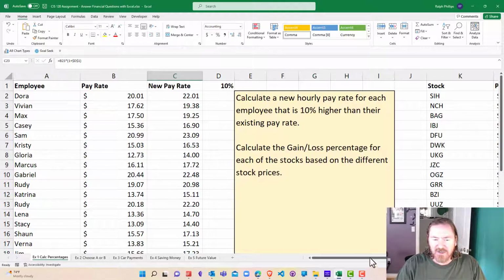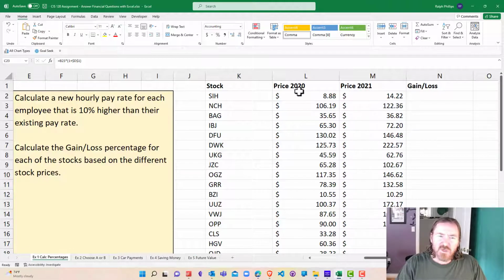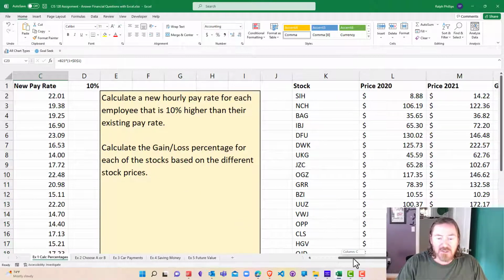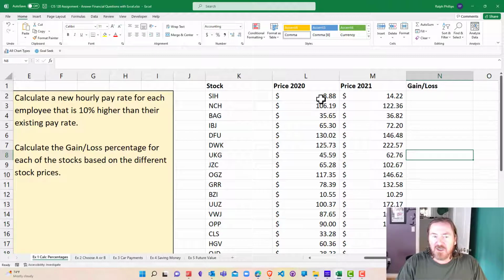Let's look over here. In this one, I want you to display a percentage change. And by the way, I do have directions over here. Calculate the gain-loss percentage for each of the stocks based on the different stock prices. Cool. Okay, so gain-loss percentages.